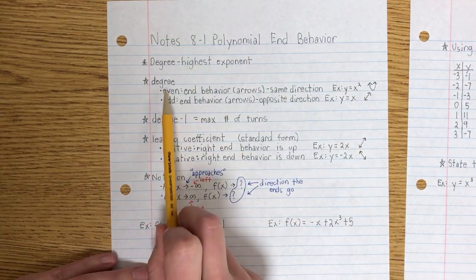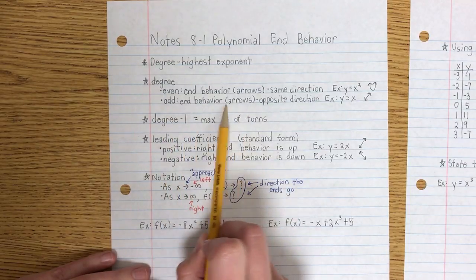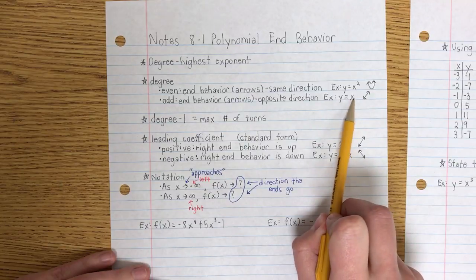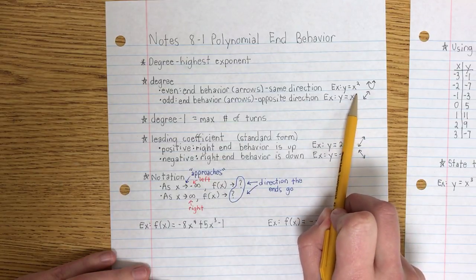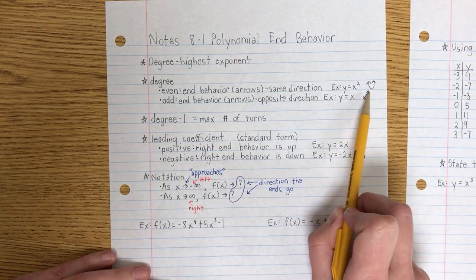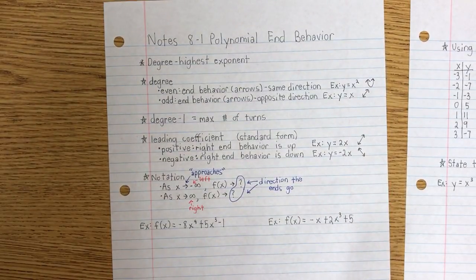If, however, the degree, the highest exponent, is odd, the end behavior, or the arrows, face in opposite directions. For example, a linear graph. A linear graph has highest exponent of 1. 1 is odd. So the arrows on either end of the graph face in opposite directions. One's down, one's up.